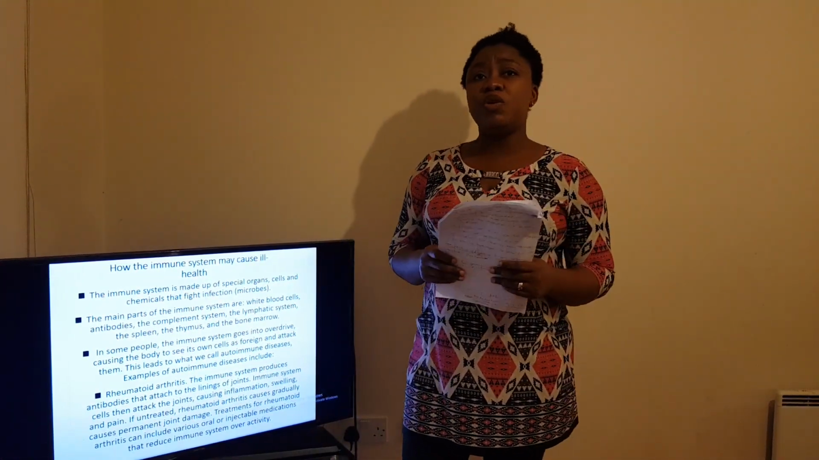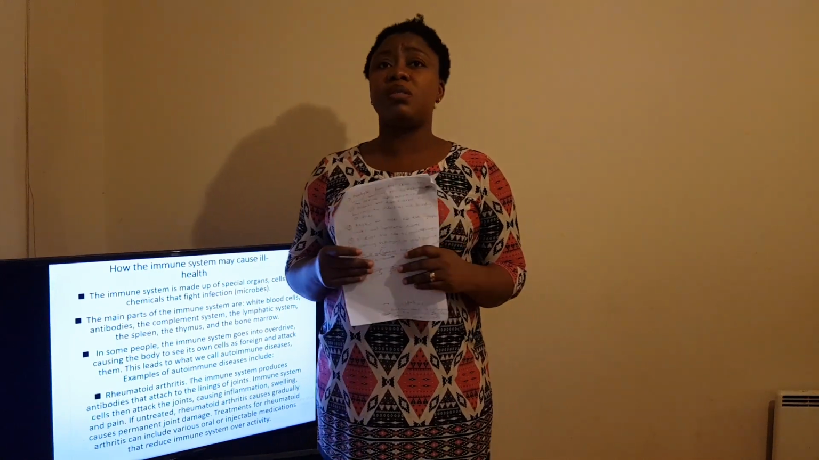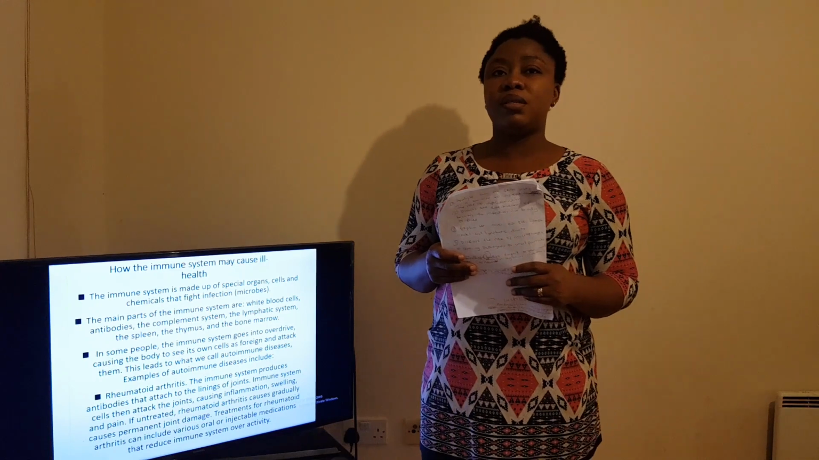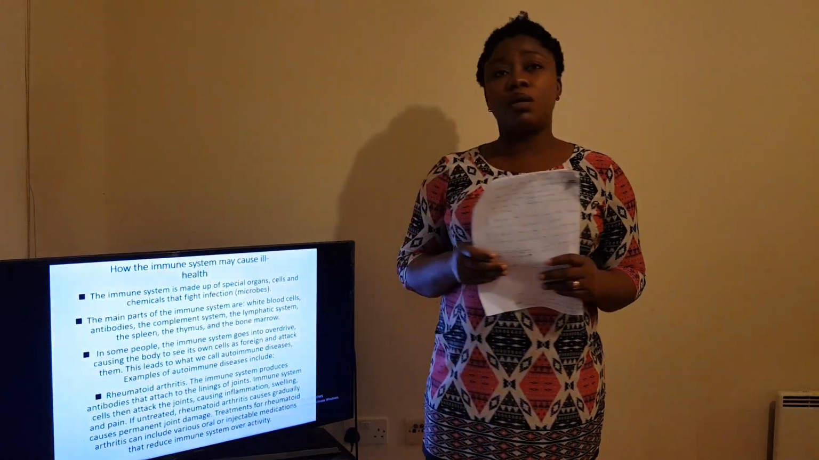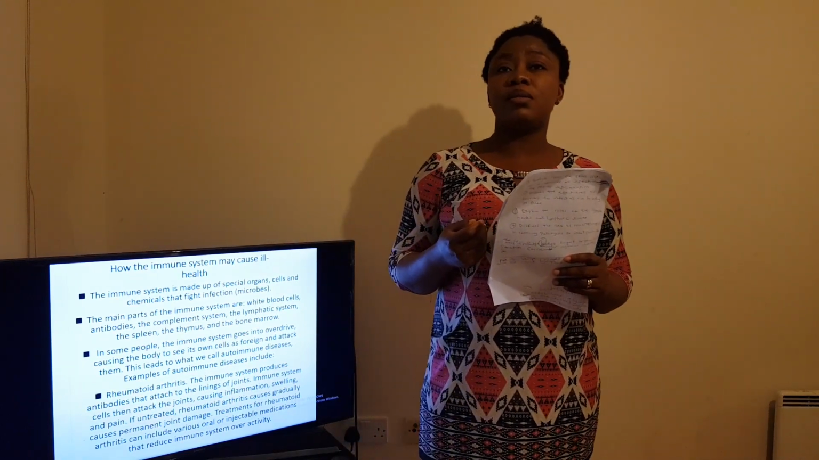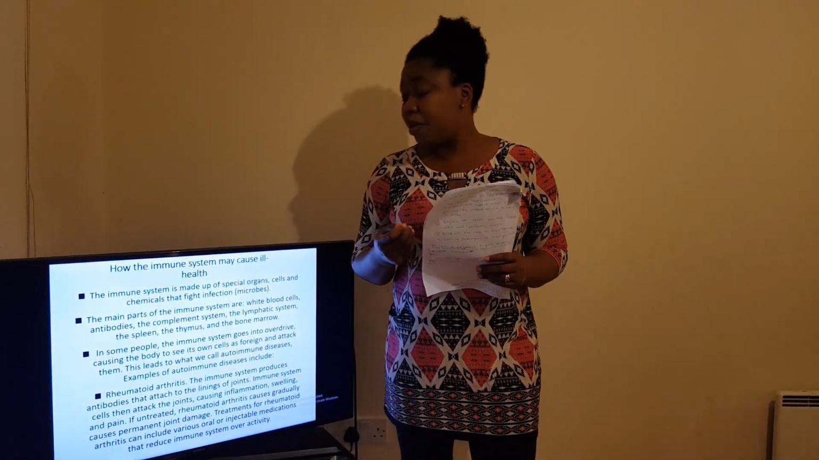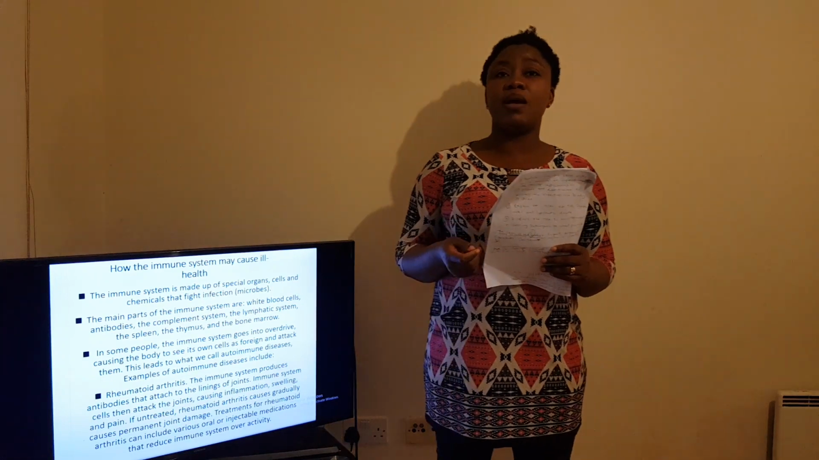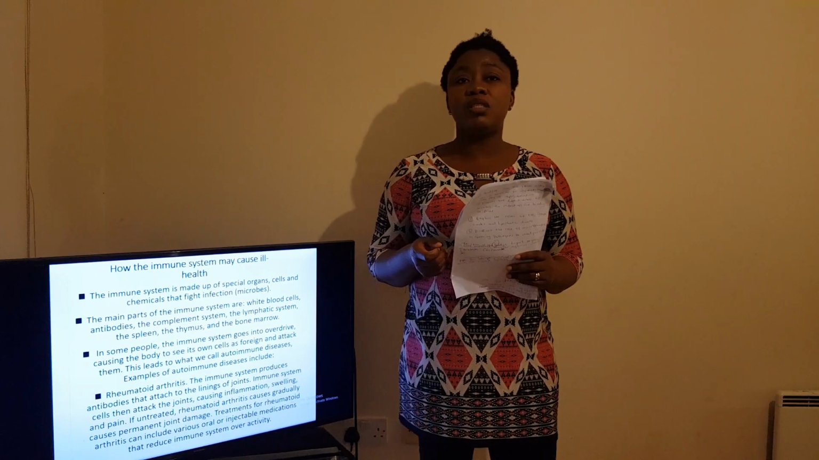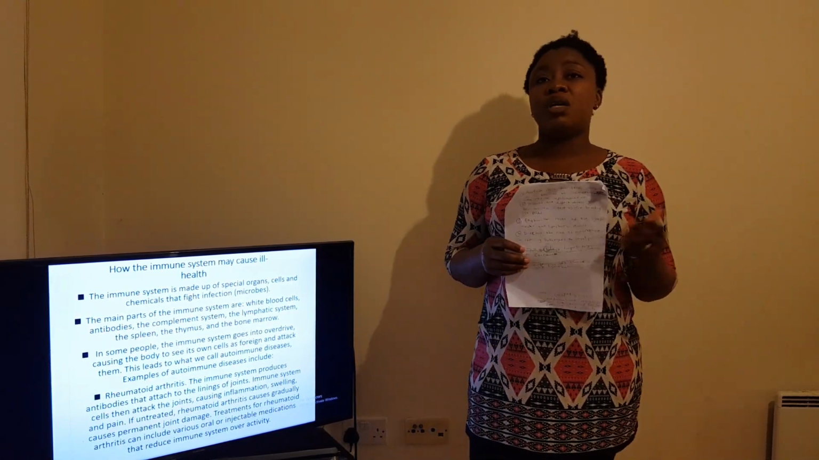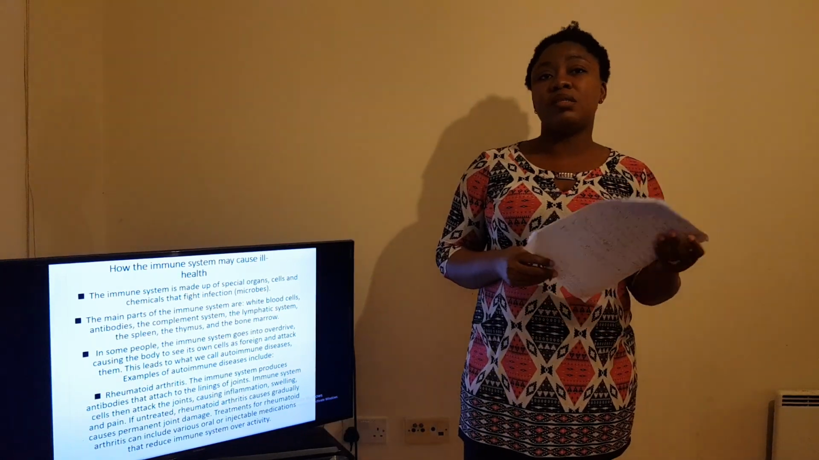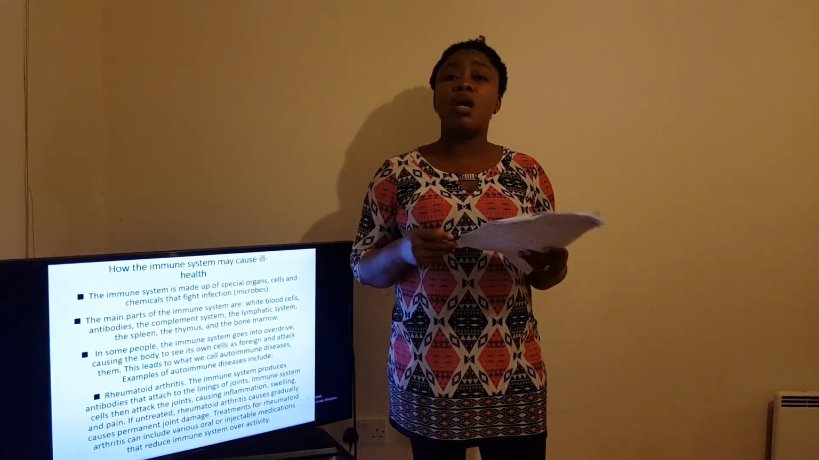And how does the immune system cause ill health? The immune system is made up of special organs, cells, and chemicals that fight infection. That's microbes. The main parts of the immune system are the white blood cells, the antibodies, the complement system, the lymphatic system, the spleen, the thymus, and the bone marrow.